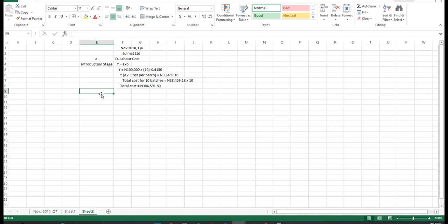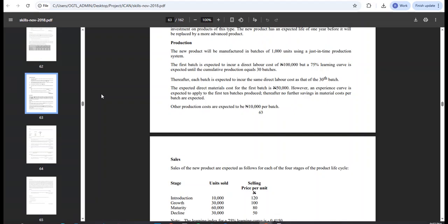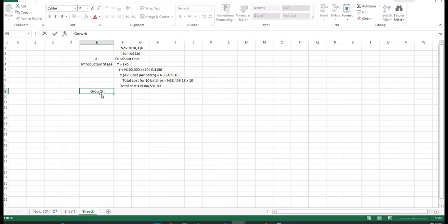Now the second one we have is what? The growth stage. We need to end this class as quick as we can, so let's just be fast. For the growth stage, what do we have? We have 30,000 units. If we're having 30,000 units, it means we can actually calculate for our 30,000 units. Don't forget, we still enjoy it up to the 30,000 units, right?